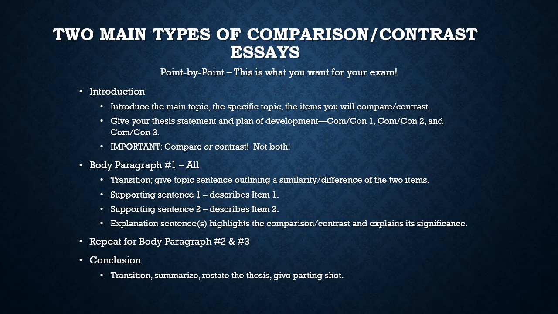Now, the body paragraphs are all going to basically take, instead of one item for comparison, one comparison itself. So you transition, you give a topic sentence outlining a similarity or dissimilarity between the two items. Supporting sentence 1 describes item 1, supporting sentence 2 describes item 2. You give an explanation that draws out the comparison or contrast, and then you transition into body paragraph 2. Same thing for body paragraph 3. Then in your conclusion, once again, you transition, you summarize, you restate the thesis, and you give a parting shot.